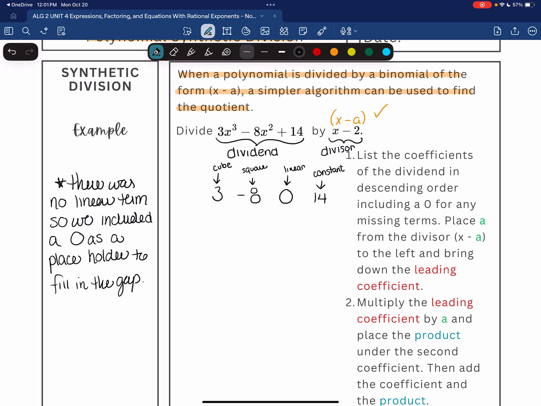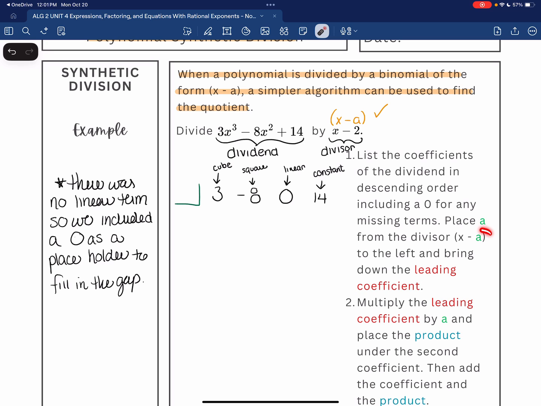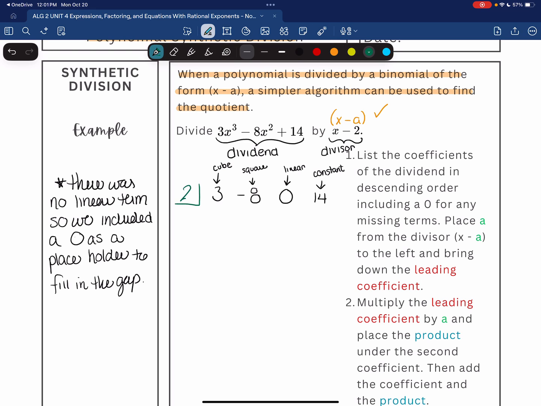Sometimes you'll have more than one gap that you have to fill in. Then what we're going to do is, inside a little box like this out in front, place our a value. The a value is always what is being subtracted. It always looks opposite of what it is in the binomial. Our a value is actually a 2. It's the opposite.